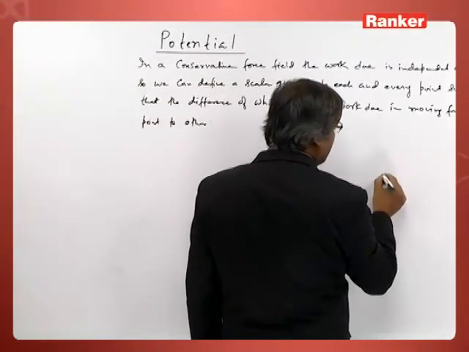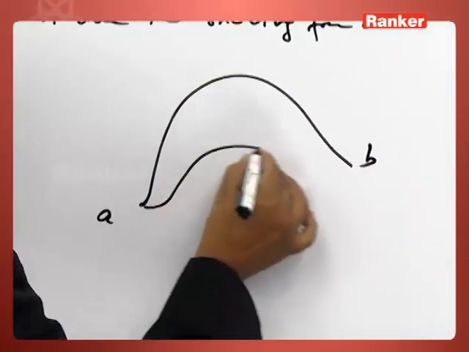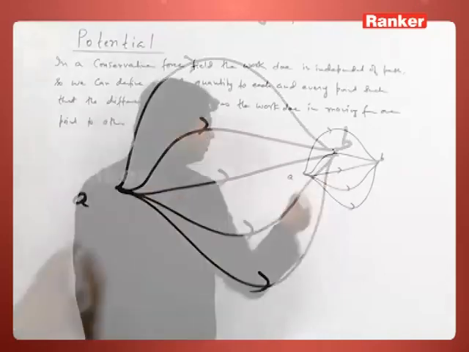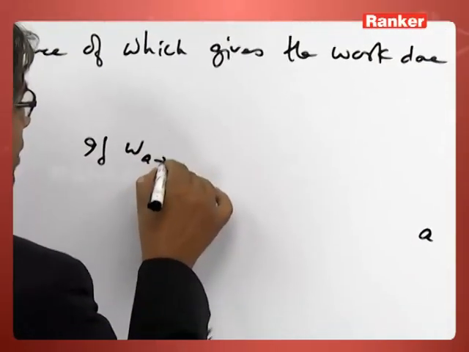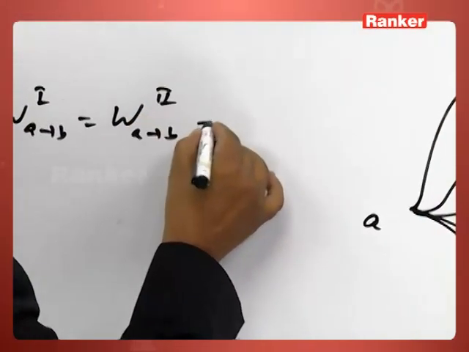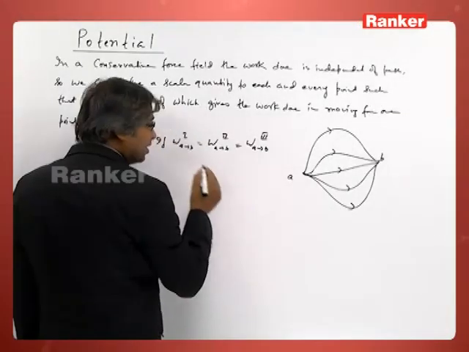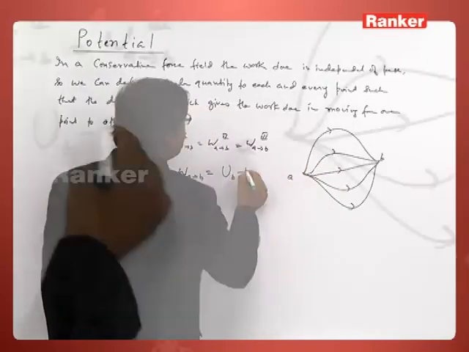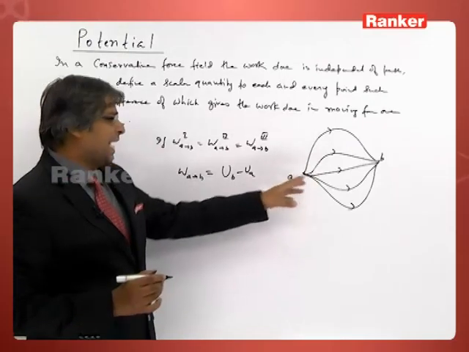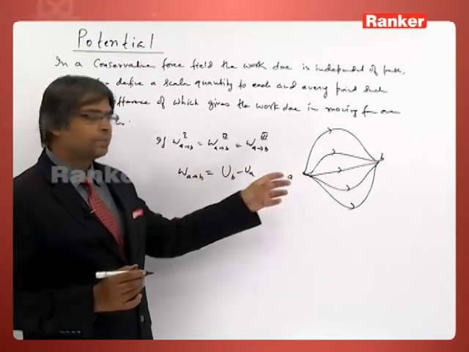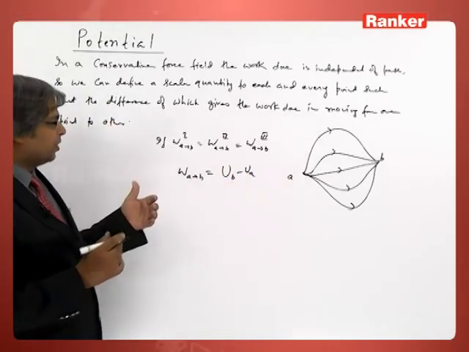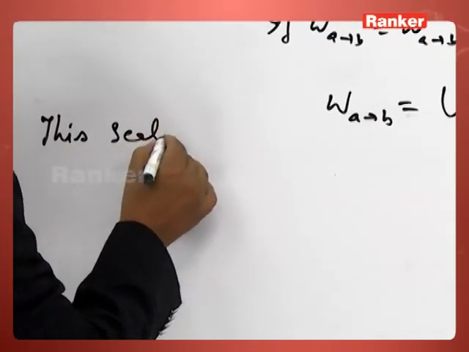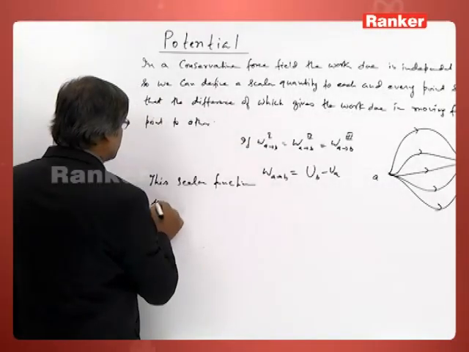So you see, what is our idea? This is point A, this is point B. If I select any path and the work done is the same for all the paths, so if work done from A to B by path 1 is equal to path 2 is equal to path 3, then why not define the work done from A to B as something which is the difference of B and A. So the difference of B and A will be giving the work done. That means whenever we have a conservative force field, we can define a scalar quantity to each and every point. This scalar function is called potential.